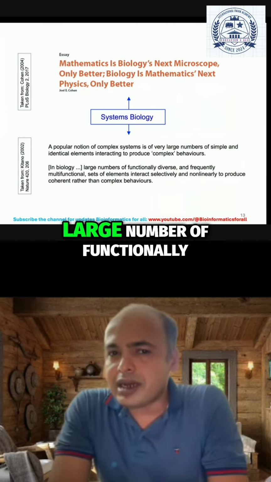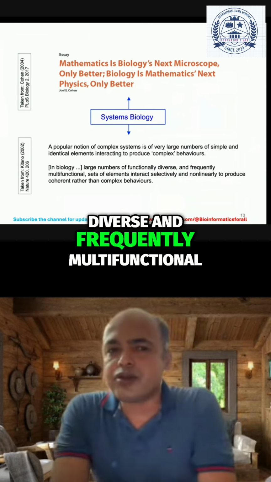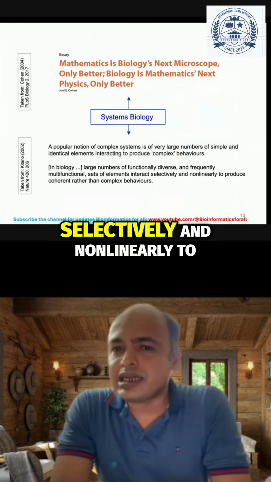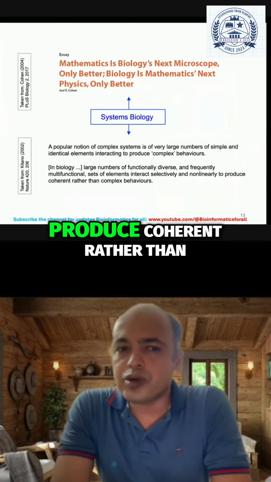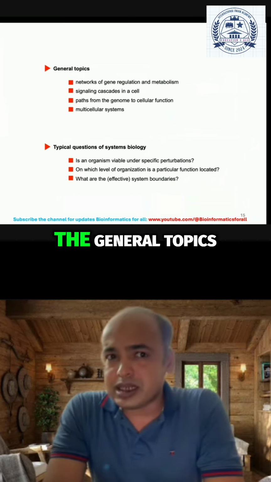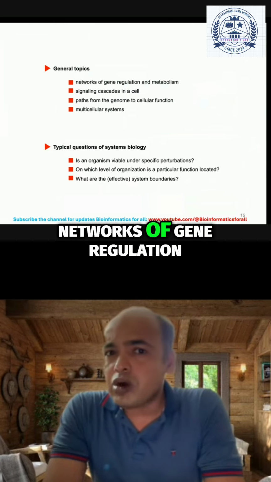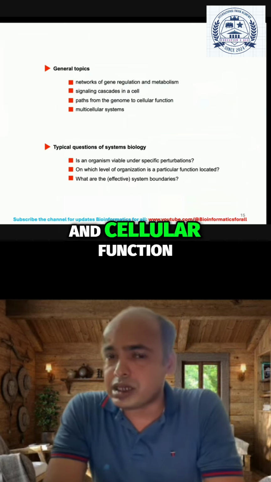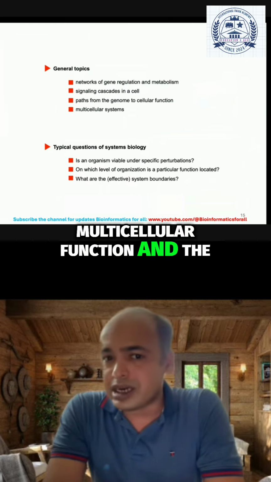In biology, a large number of functionally diverse and frequently multifunctional sets of elements interact selectively and non-linearly to produce coherent rather than complex behaviors. Then, as I mentioned, the general topics: networks of gene regulation and metabolism, signaling cascades, paths from the genome to cellular function, multicellular function, and the typical questions.